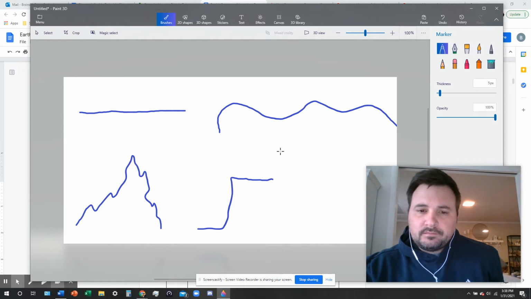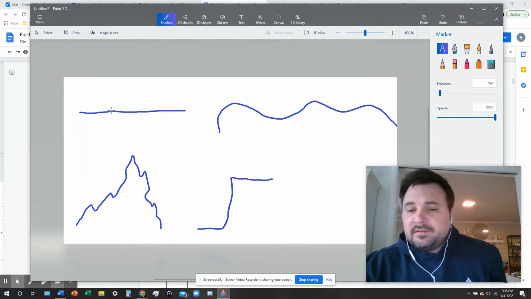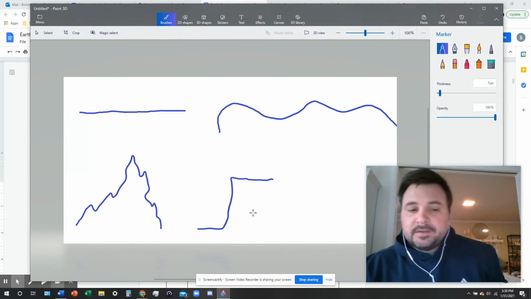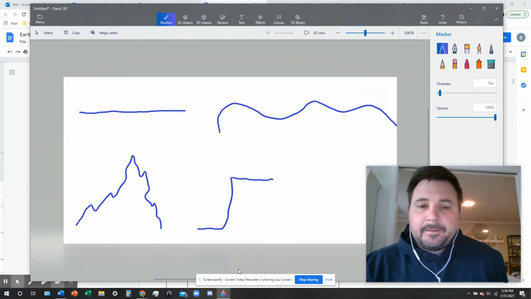Okay. Now these are all basic types of land features. You might call these flat lands or plains. These are called hills. These are mountains. This is what we call a plateau. You can even call it a mesa or a butte. But basically, what I want you to be thinking about right now is their differences.